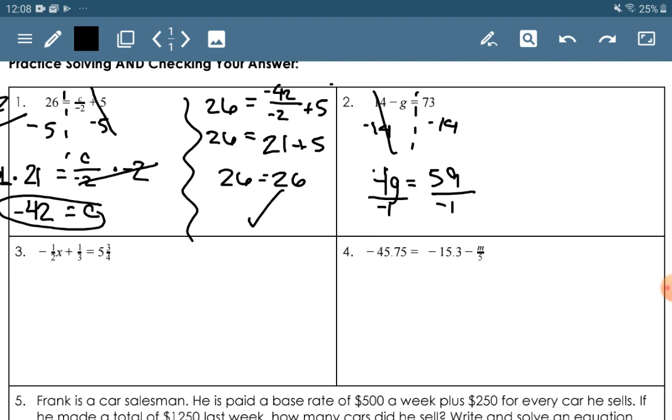Negative 1 divided by negative 1 gives me nothing, or g. And 59 divided by negative 1. A good thing happens to a bad person. I am sad. It's a negative 59 is my answer.